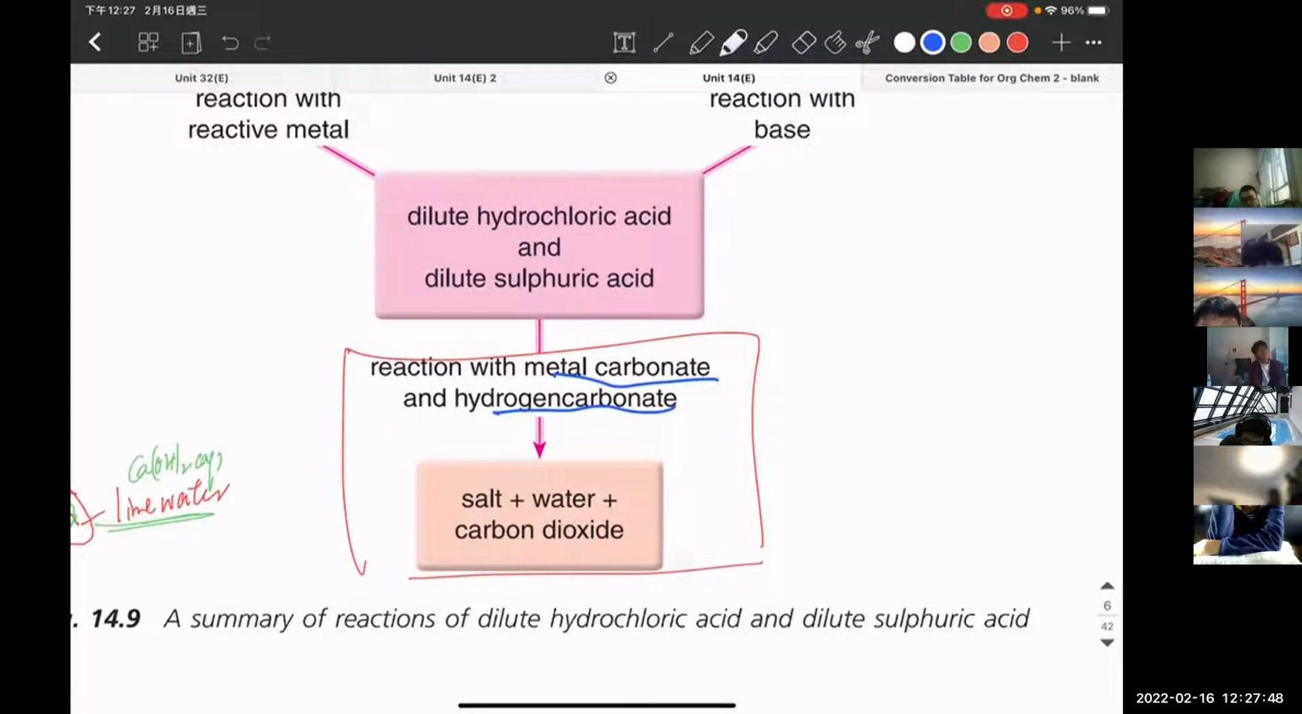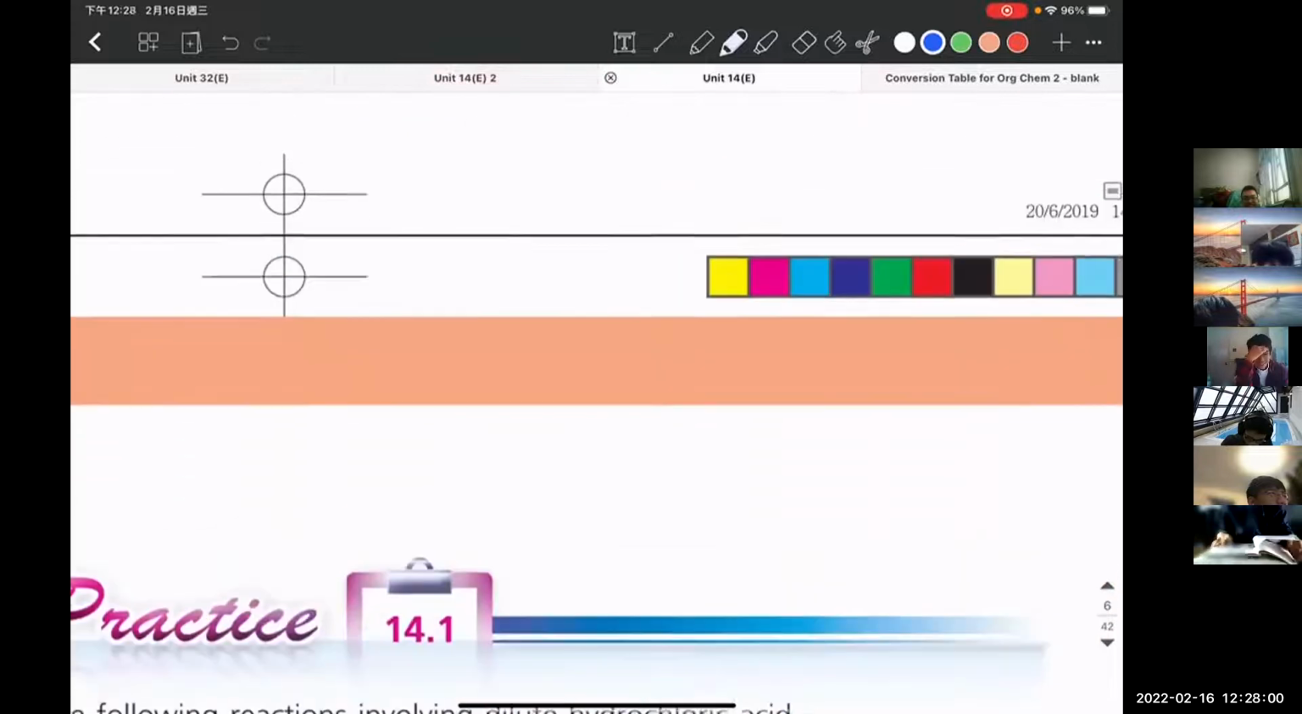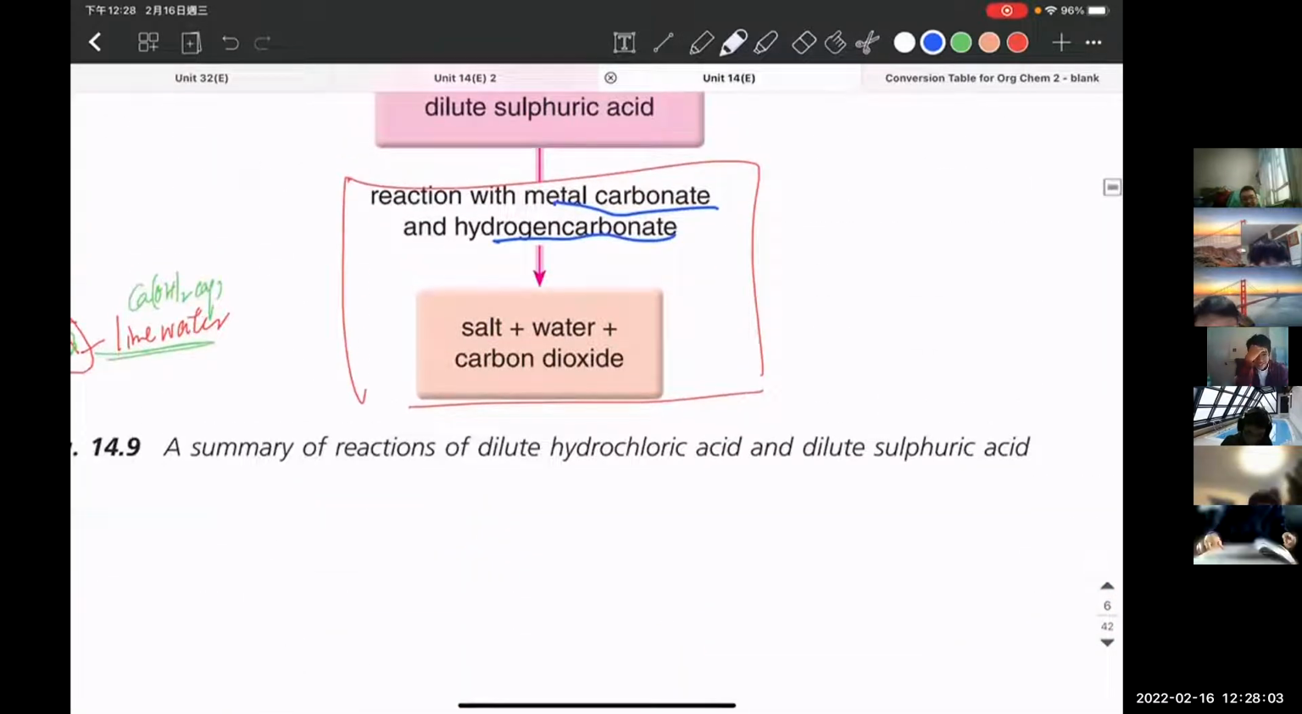Do you understand? Please use Cantonese to tell it once. Is it something about logic? So hydrogen carbonate and metal carbonate will have the same result. So what is the conclusion?